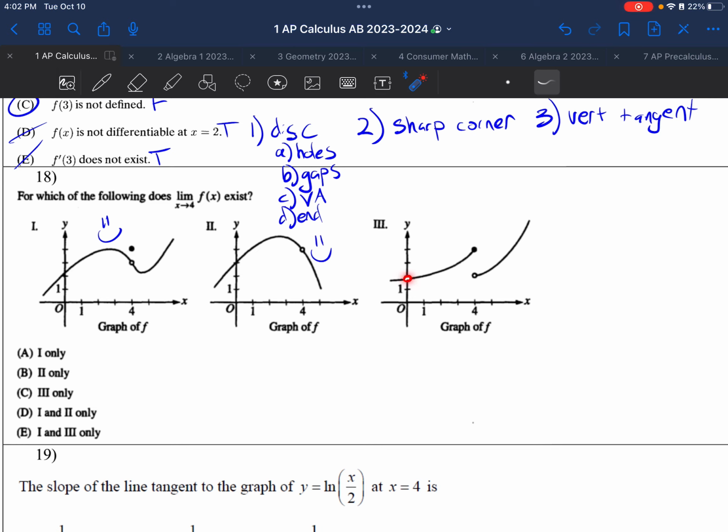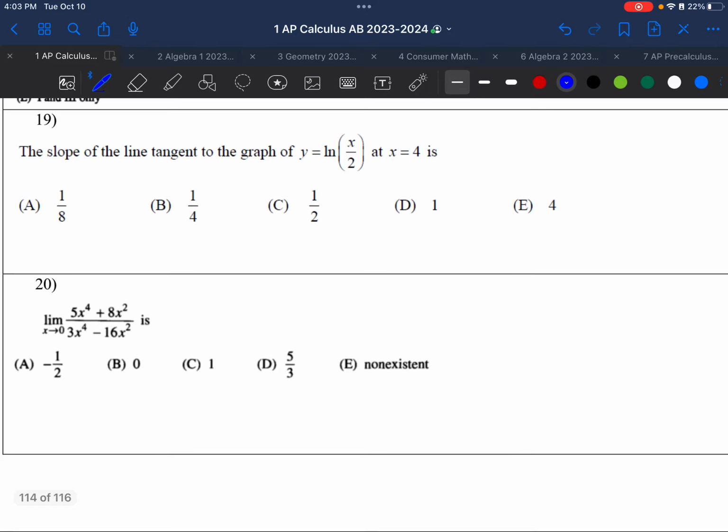Does this one approach the same height? As I approach from the left, I get this height. But as I approach from the right, I approach this height. These are 2 different heights. These are not glued together at the same height. Therefore, this is a sad face. And the correct answer here is 1 and 2 only. Correct answer is D.